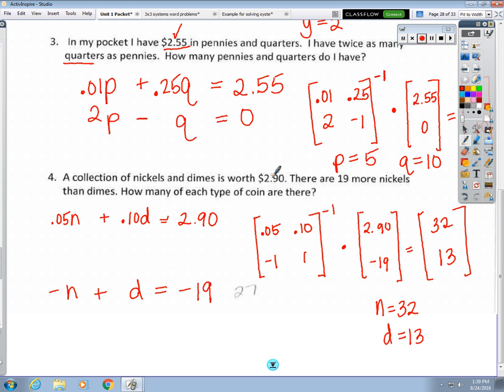Okay, 290. How much money is 32 nickels? 32 times 0.05 is what? 1.6, so $1.60. How much money is 13 dimes? Does that really total up to 290? Yes. Okay, moving on to the next page.